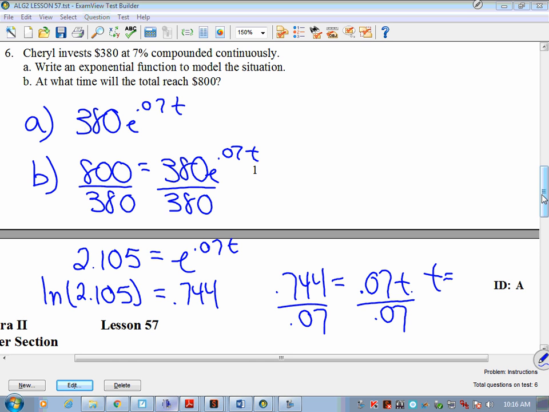T equals 10.63486 years. So if we've got $380 to put into a savings account, in 10 years we'll have $800, or closer to 10.5.